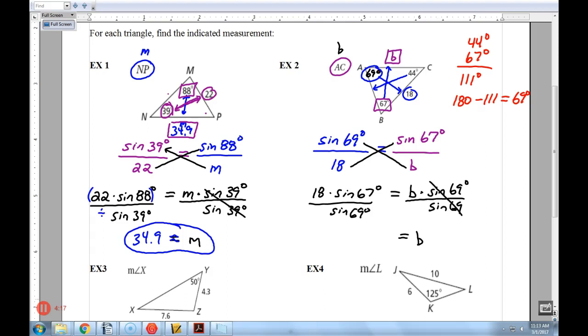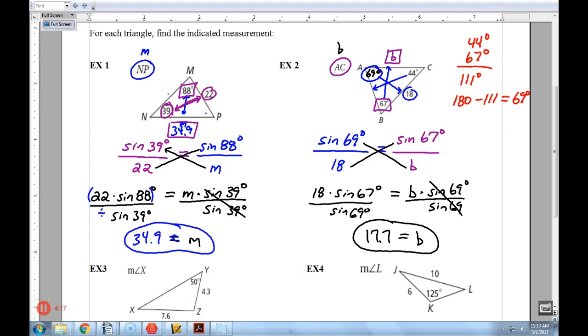And I'm getting about 17.74. So always make sure you're doing this on the computer or on the calculator with me, just so you know the keystrokes. It's one thing to write it down, but it's another to be punching it in the computer as you go.